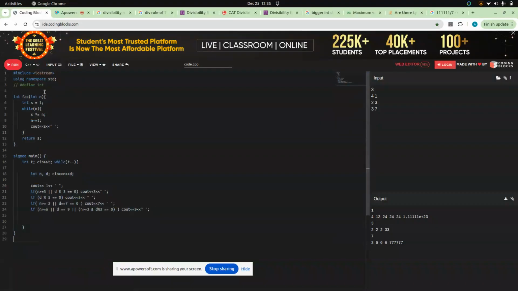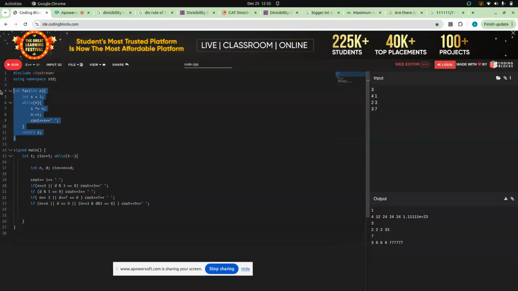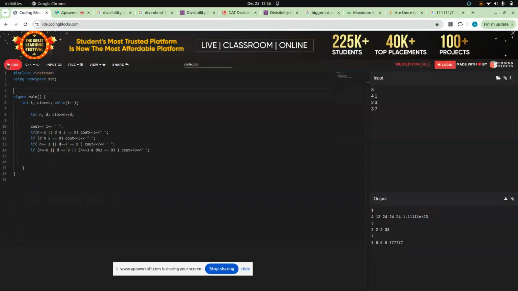This is the best way to remove all the comments. Copy paste it. Remove the factorials part. I think now we should be good going.